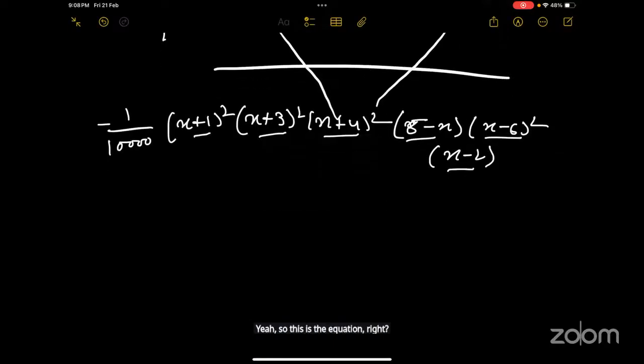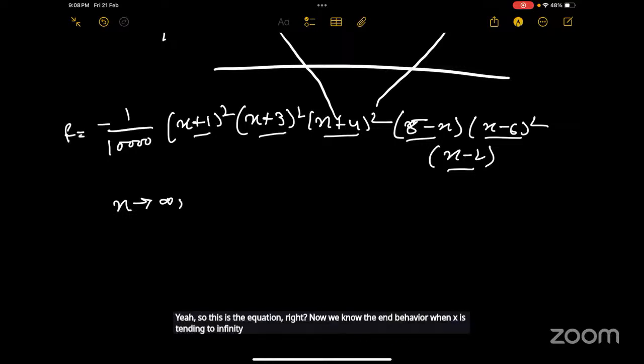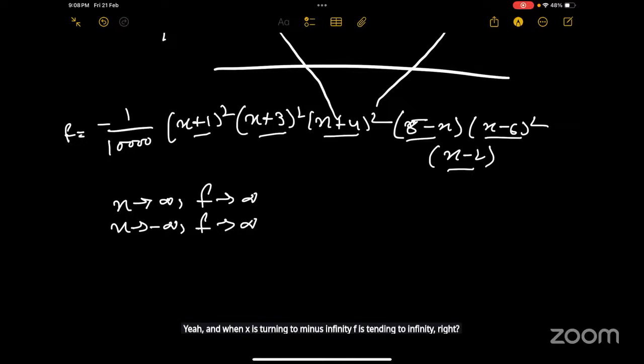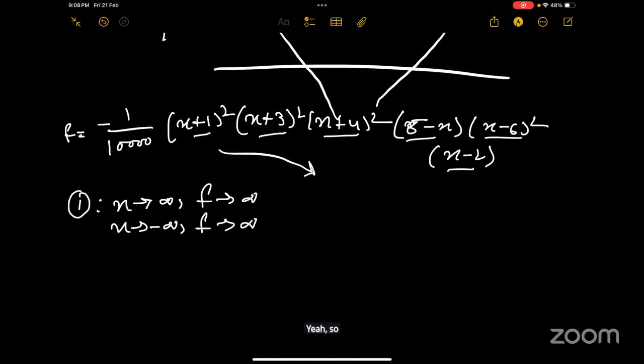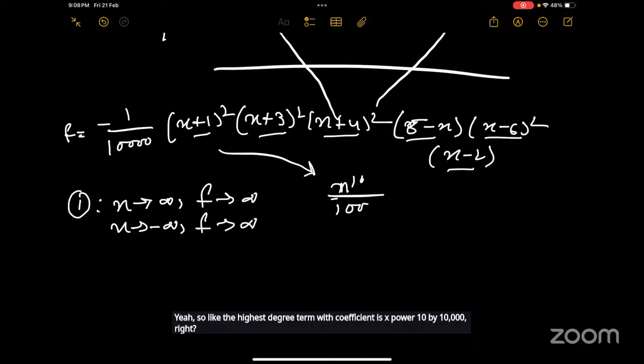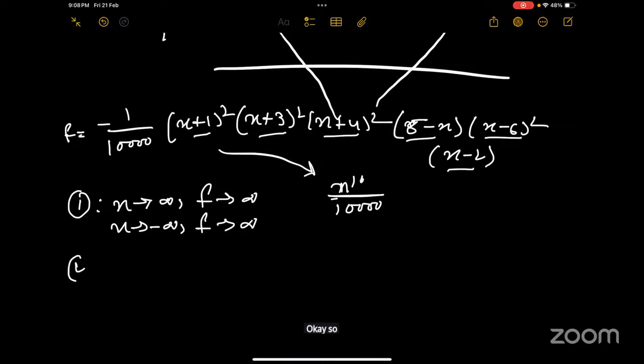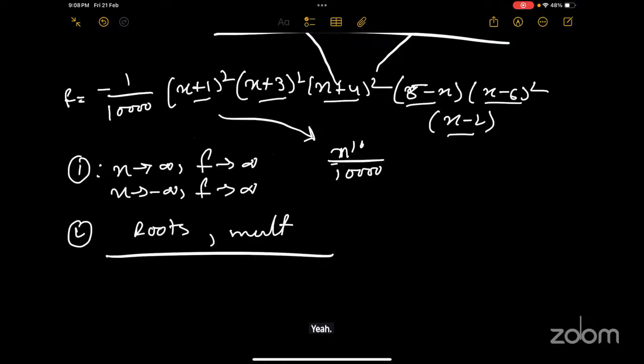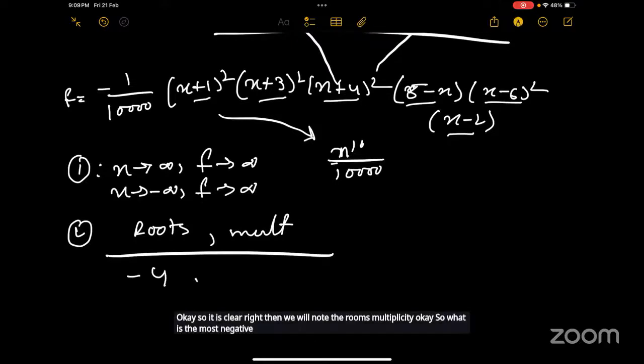Okay. Now we know the end behavior. When x is tending to infinity, our f is tending to infinity, right? And when x is tending to minus infinity, f is tending to infinity, because the multiplicity is even. The highest degree term with coefficient is x to the power 10 by 10,000, right? Then we will note the roots with multiplicity. So what is the most negative root? We have -4 with multiplicity 2, right?